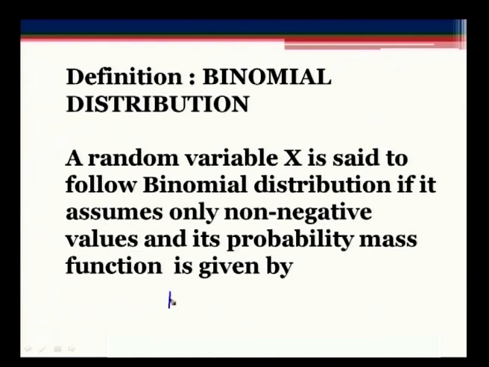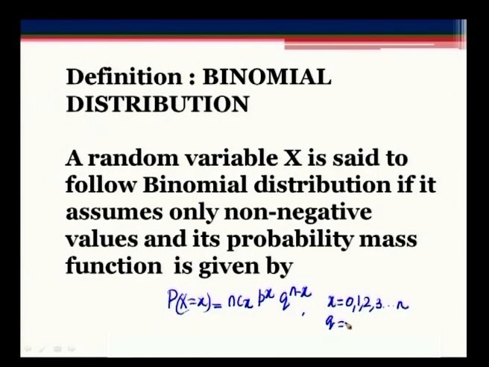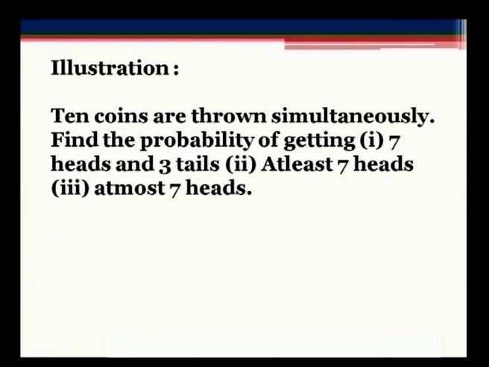If there are n trials, x assumes the values 0, 1, 2, 3 etc. up to n, and its probability mass function is given by p of x is equal to nCx p power x q power n minus x, where x is taking the values 0, 1, 2, 3 etc. up to n, where only n independent trials are conducted, and q is the probability of failure and it is equal to 1 minus p. Then we will discuss some illustrations of binomial distribution so that you can understand the concept clearly.